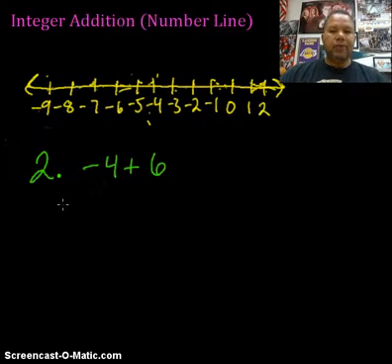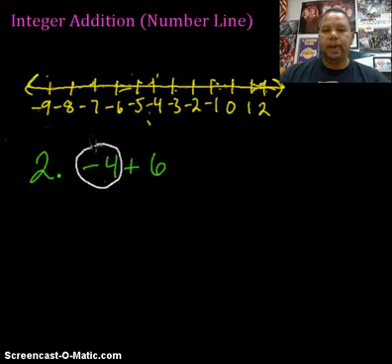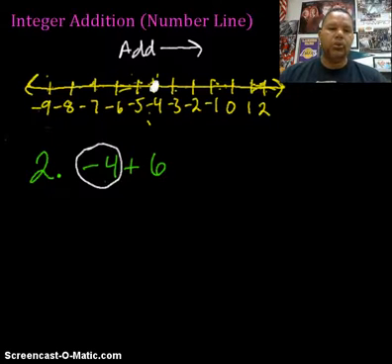Okay, here we have a second example: -4 plus 6. Again, we start with our first number and plot that on our number line. -4 is right here. And we're going to add 6. Once again, we add a positive number by going to the right. Since 6 is positive and we're adding, we're going to go to the right.